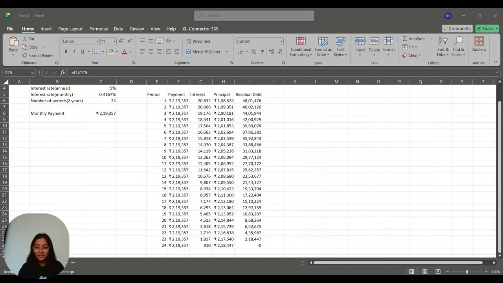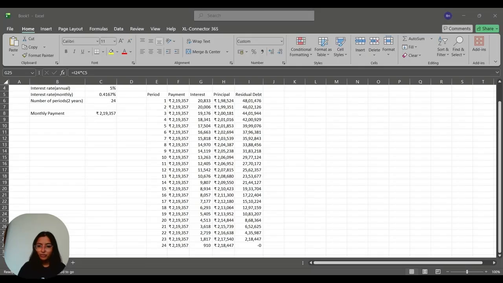This pattern explains almost every EMI loan, whether home loan, car loan, or personal loan. So, finally, the residual debt will become zero at the last period month. Interest from the table goes to the P&L statement as a finance cost. Principal repayment goes to the cash flow statement as a financing outflow. Outstanding loan balance becomes the liability on the balance sheet.